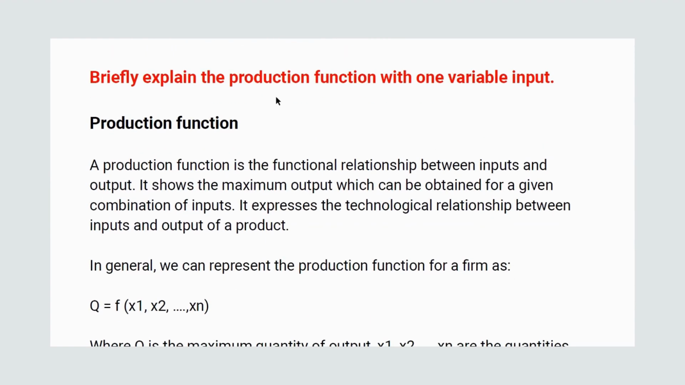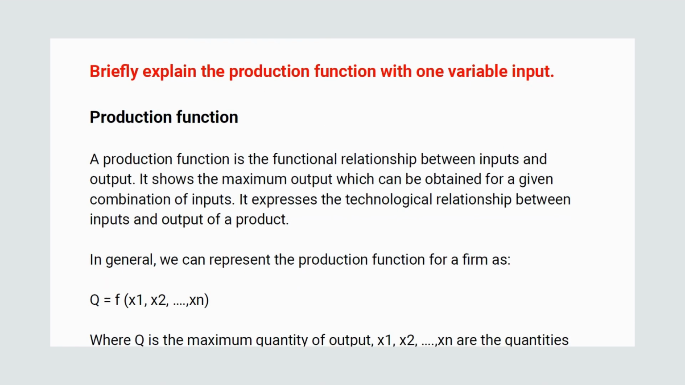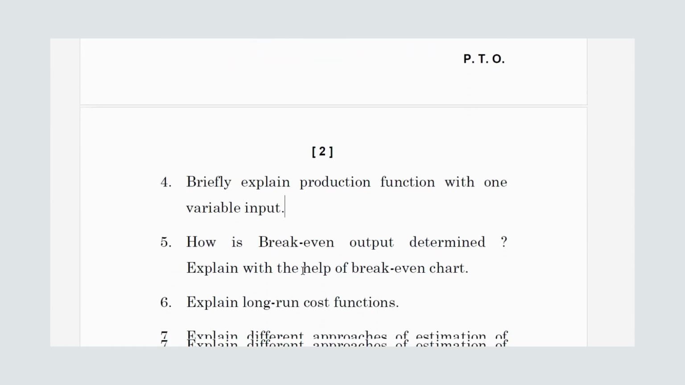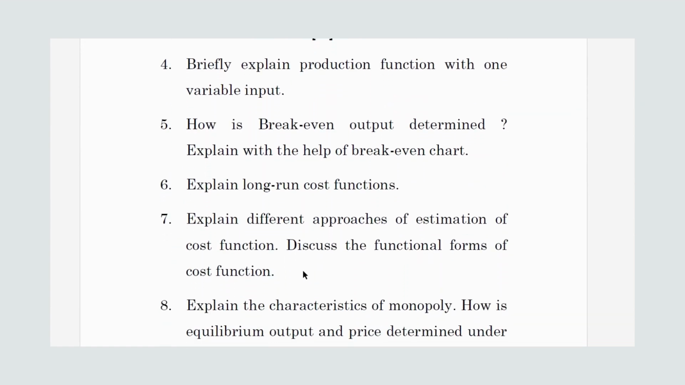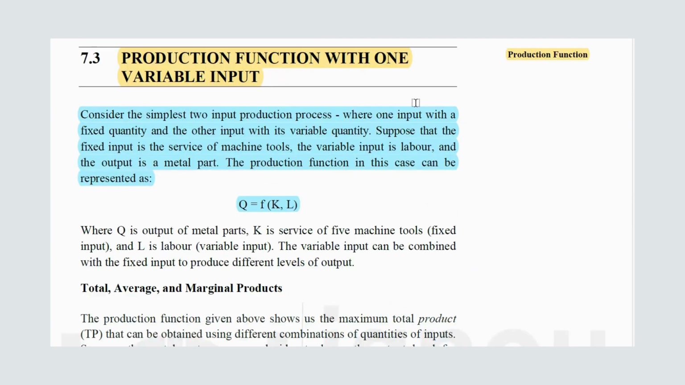Okay, so let's see the next question. Briefly explain the production function with one variable input. So here comes the fourth question. Briefly explain the production function. In this question, we have to explain the production function with one variable input. This question has come from unit 7, production function. Here we can see the production function with one variable input. So let's see the notes for it.